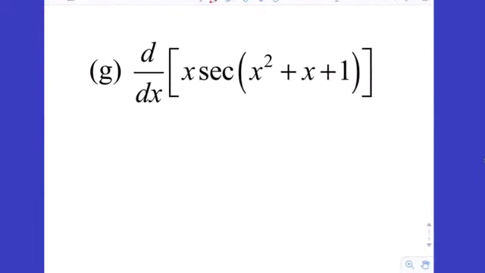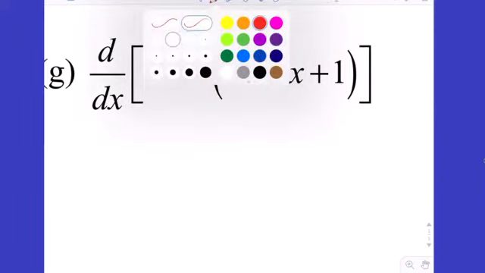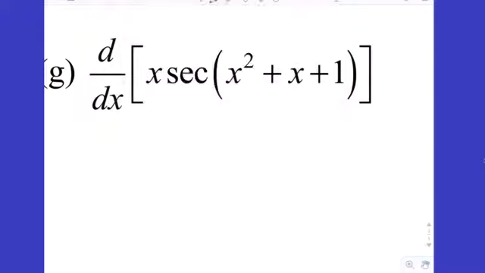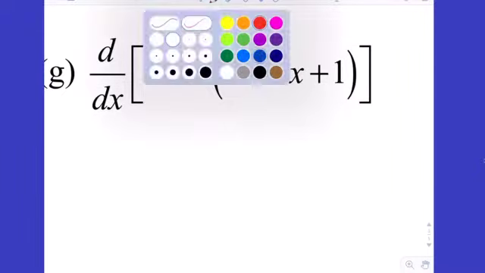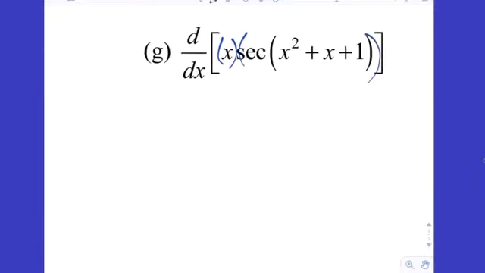The bottom row here gets a little more interesting. We have x times secant of the blob. So when you walk up to the problem, what's the first rule that you're going to be using? The product rule. So I'm going to add grouping symbols. X is one factor, secant of blob is the other factor. So here we go with the product rule.